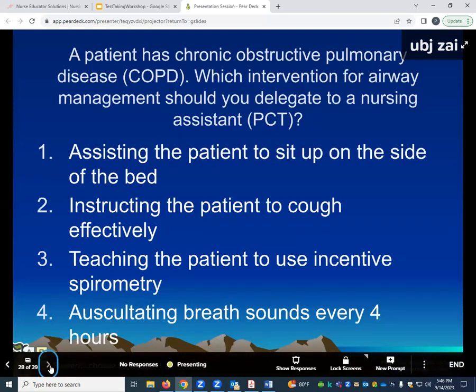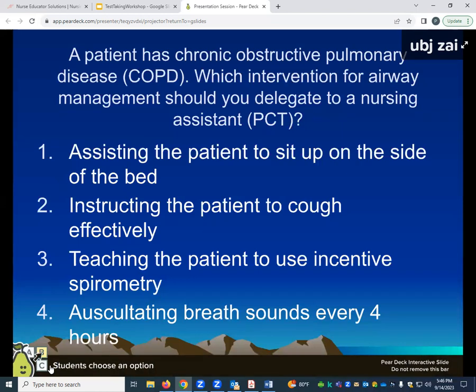The patient has chronic obstructive pulmonary disease. Which intervention for airway management should you delegate to a nursing assistant, PCT, UAP? Assisting the patient to sit up on the side of the bed, instructing the patient to cough effectively, teaching the patient to use incentive spirometry, auscultating breath sounds every 4 hours.